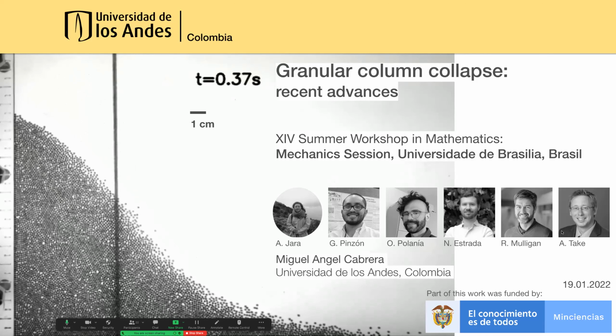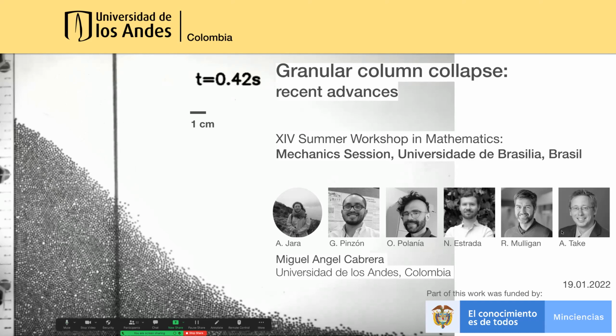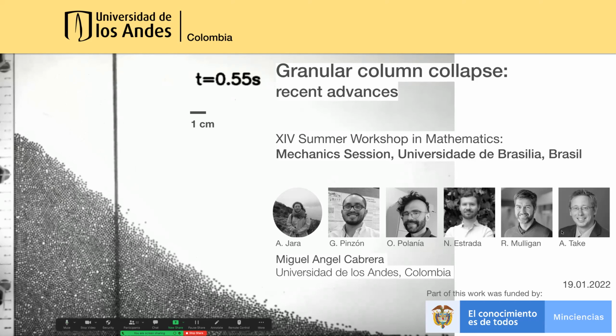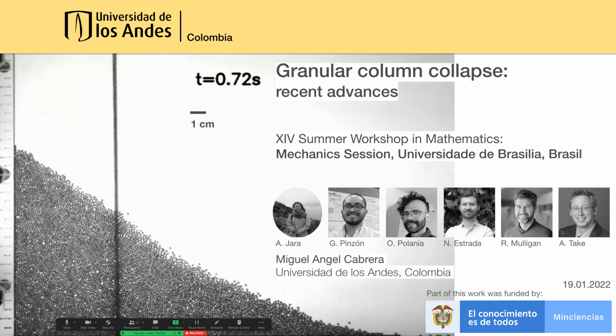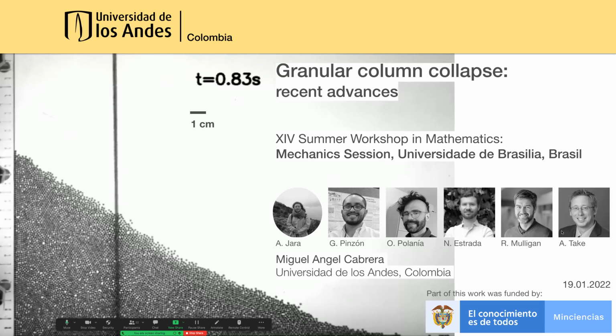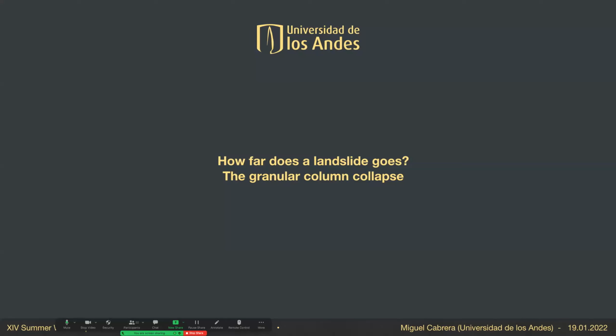This work probably fits very well with the session, and I'm so sorry if you get tired of seeing so many granular column collapses, but it's such a simple setup that can yet provide such rich information on granular flows that I've been amazed with it in the last 5 years. So my talk will be divided in two main topics. I'm going to talk about landslides and the importance of knowing how far they go, and I'm going to show you some of the works we have performed in this configuration.